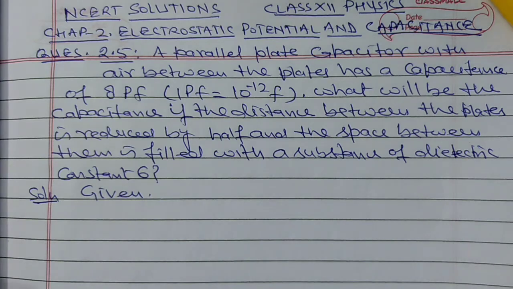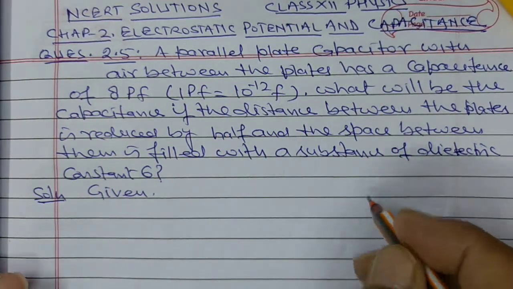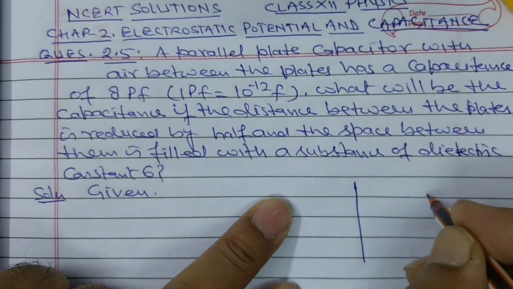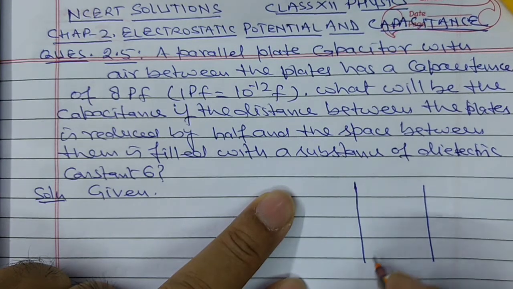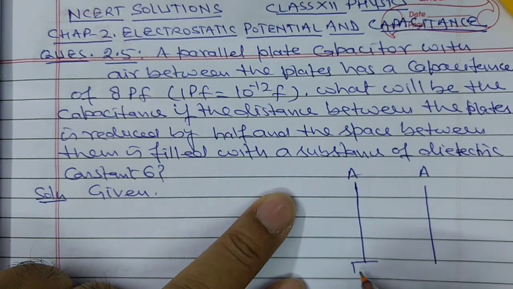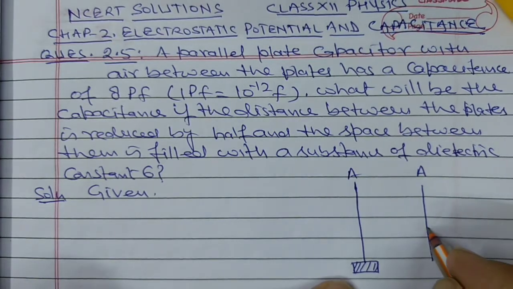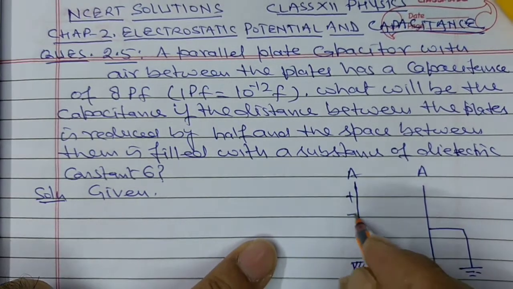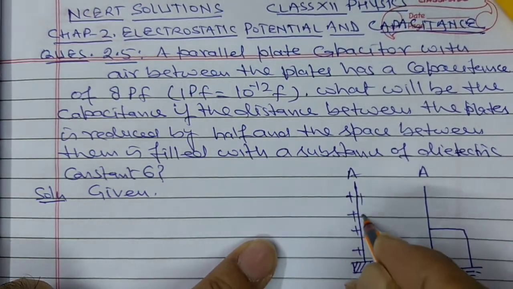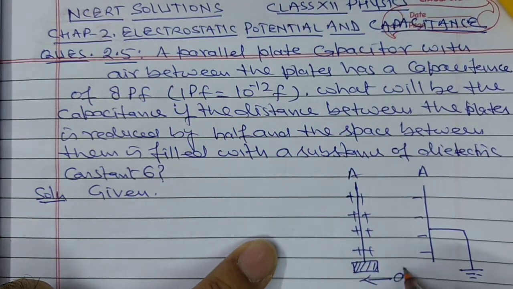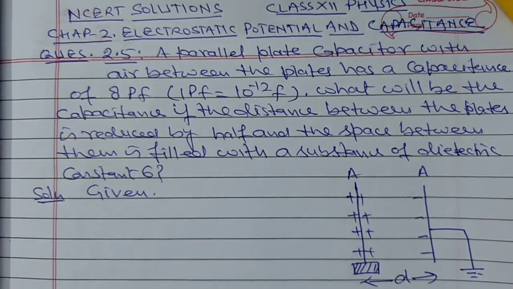In this question, given that a parallel plate capacitor, here they suppose a parallel plate capacitor, two plates A and B, and this insulated stand, and the second plate connected with earth, and this positive plate and the second is negatively charged plate, and the separation between them is a small d.